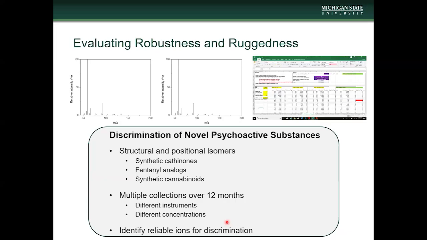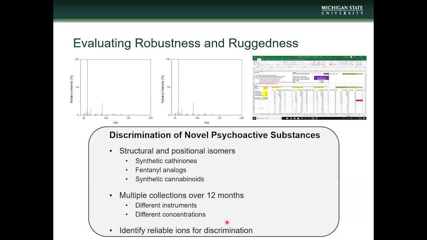So as we started doing this work, once we had developed the method, we then started applying the method to look at association and discrimination of structurally similar compounds. And we worked with sets of amphetamine-type stimulants. We worked with salvinorins extracted from Salvia divinorum. And then around that time, novel psychoactive substances were becoming much more popular, and not only new compounds being identified, but also structural and positional isomers of these compounds.